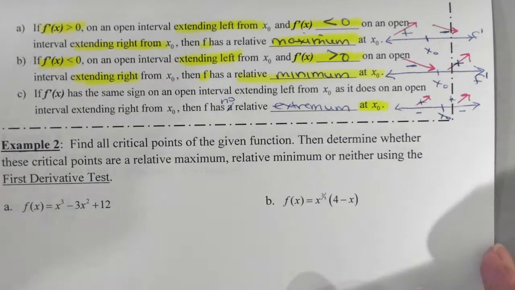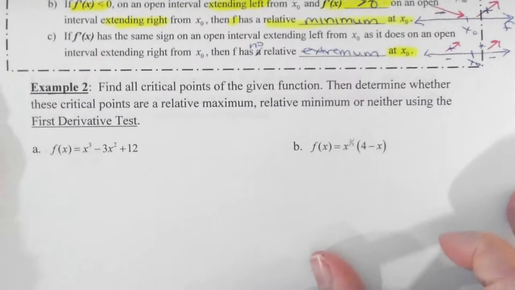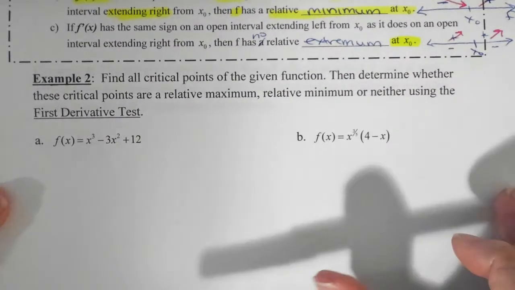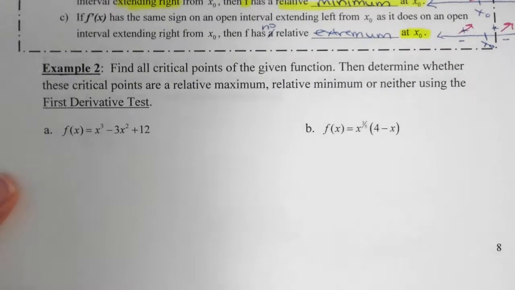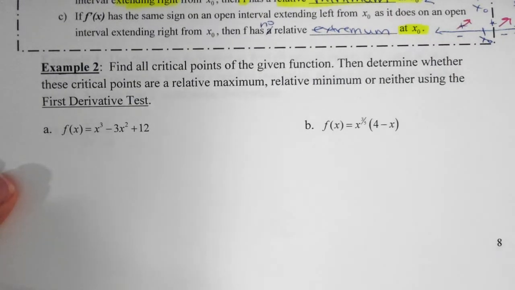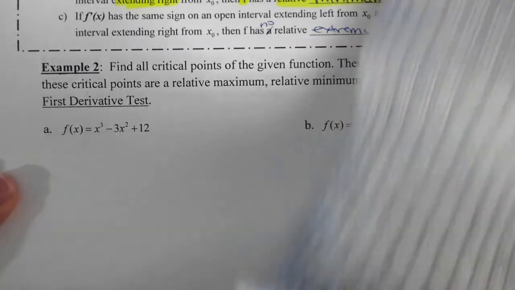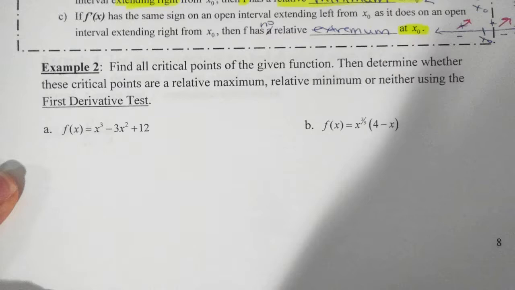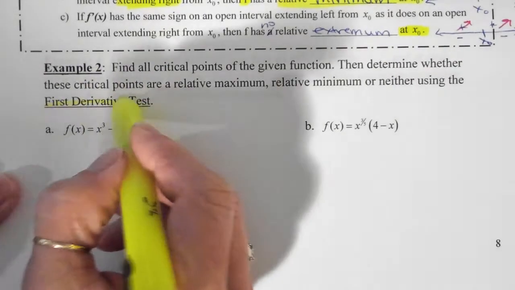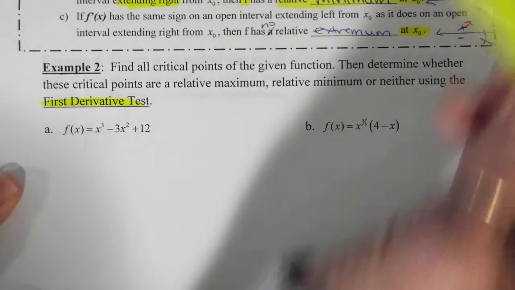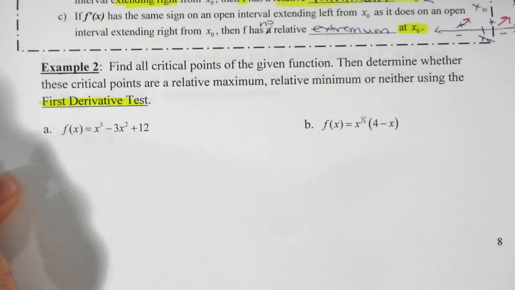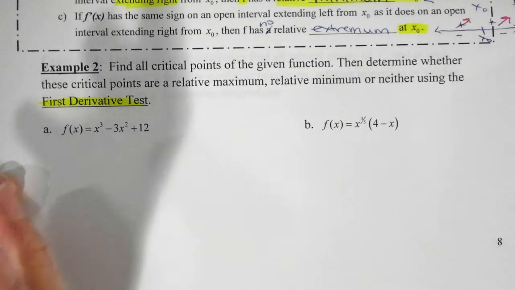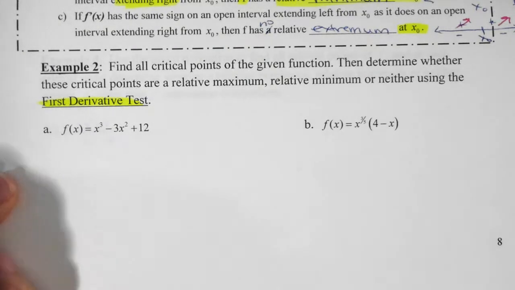Okay, so this is a lot of rules, but let's see how it applies. The first example says find all critical points of a given function, then determine whether these critical points are a relative max, relative min, or neither using the first derivative test. Okay, so there is more than one derivative test, and when you are given specific directions as to what to use, you're expected to use that test. This is actually the easier one. If it doesn't tell you, use whatever you like.